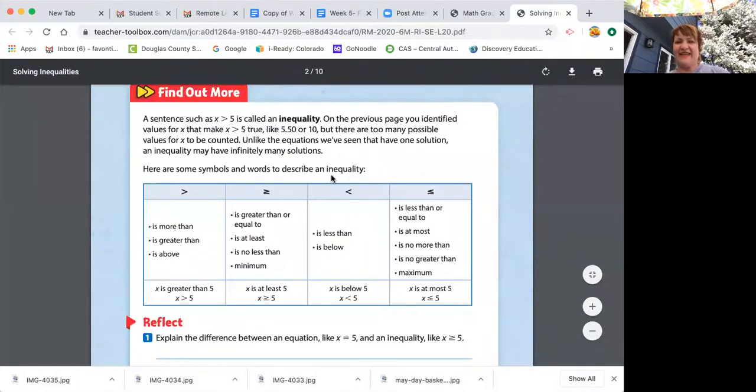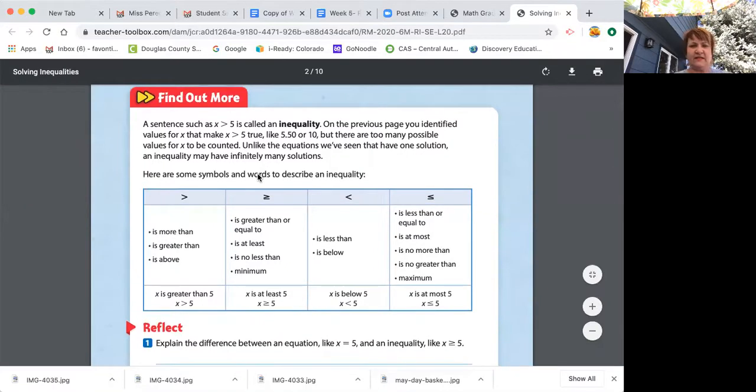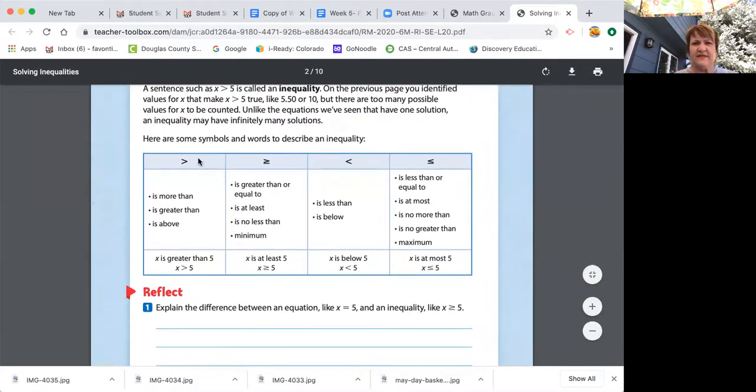Okay, hi there, kids. I'm back and I'm on page 203. And this is basically talking about what an inequality is. A sentence such as X is greater than 5 is called an inequality. Just remember that. And then right here, some symbols.